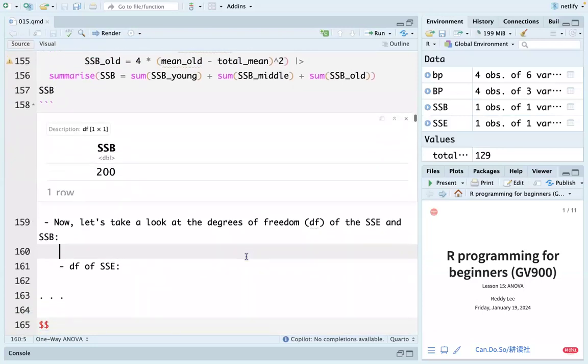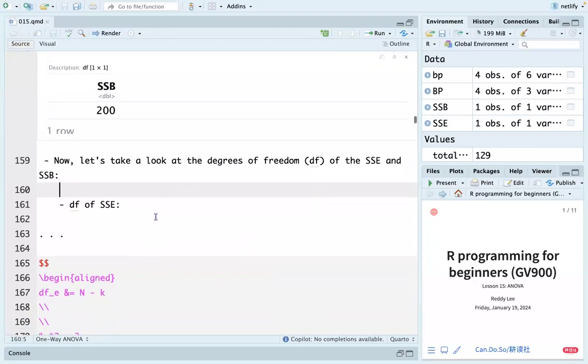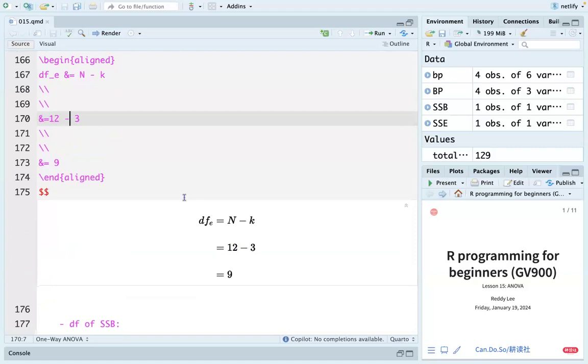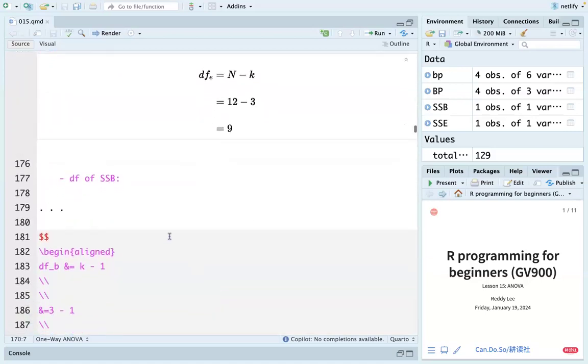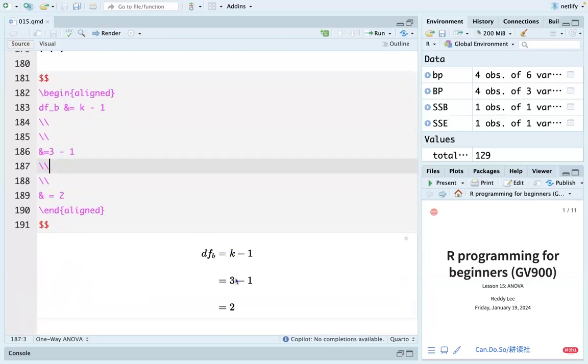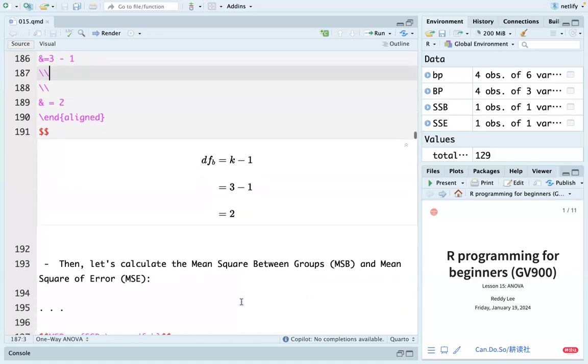And now let's take a look at the degrees of freedom. Degree of freedom of SSE is n minus k. N is the total number, it's 12, and k is the number of groups, 3 groups, so 12 minus 3 is 9. And degrees of freedom of SSB is k minus 1. K is the group number, so 3 minus 1 is 2.